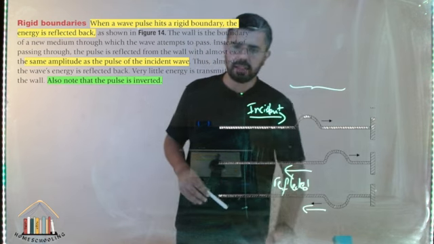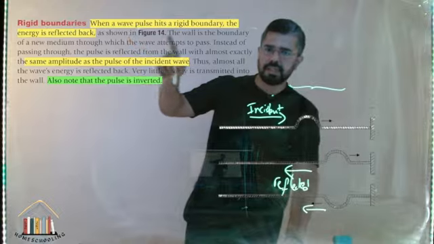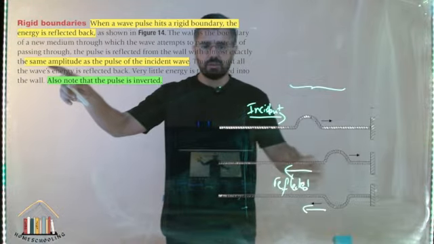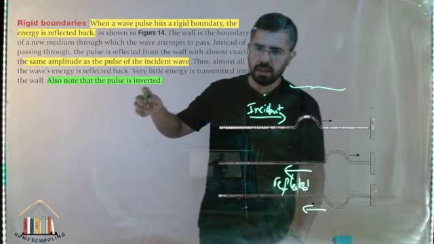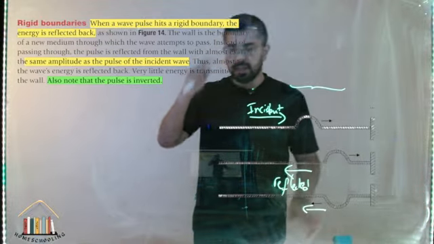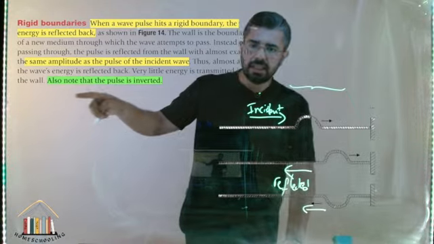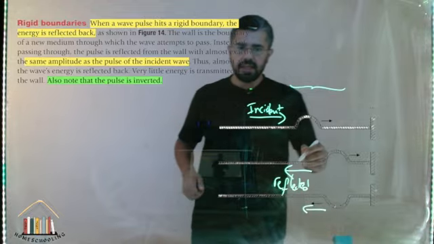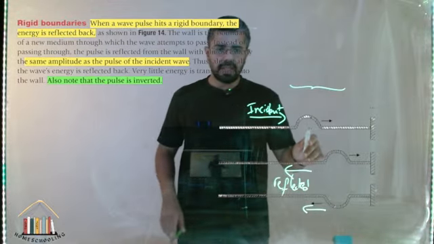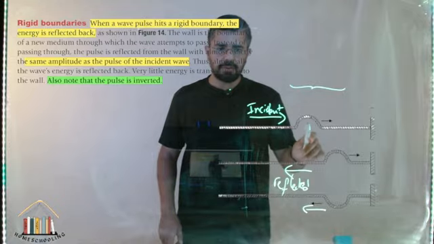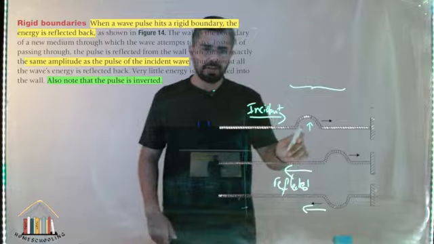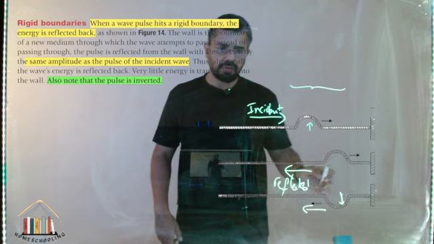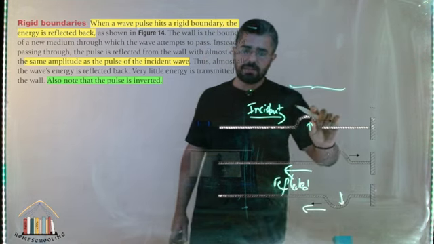So let's go through the text together. When a wave pulse hits a rigid boundary, the energy is reflected back. Reflected back means it will bounce back. It will go back again. It will not be transmitted into the other medium. All right, the same amplitude as the pulse of the incident wave. What did you notice? Remember the amplitude from the previous lesson? The amplitude, the height of the wave, is equal to the height of the reflected wave. So both have the same amplitude.